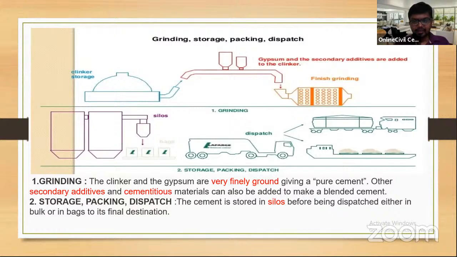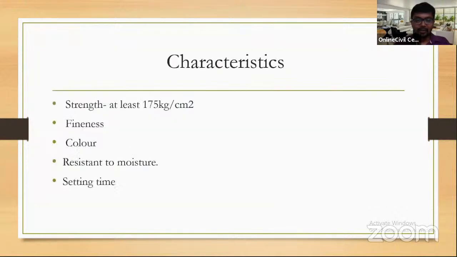Now, grinding, packaging, storing, and dispatch: let's discuss what happens in this process. In the grinding, the clinker and the gypsum are very finely ground, giving a pure cement. Then any other cementitious materials or admixtures needed to make blended cement, as you find in the case of slag cement, are added, and then the storage, packaging, and dispatch to different places are done.